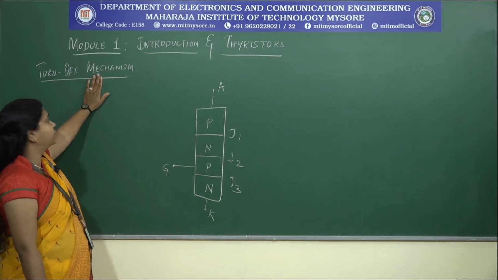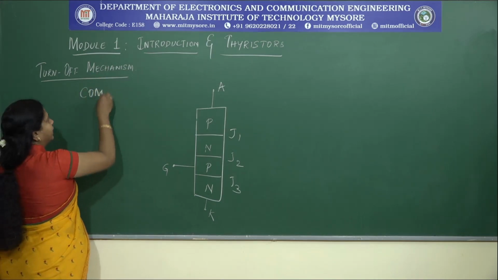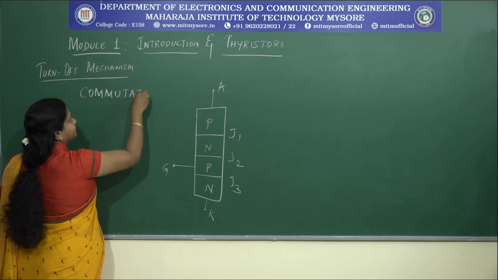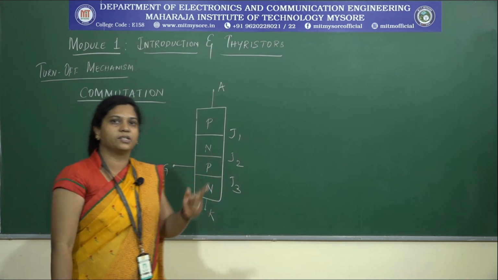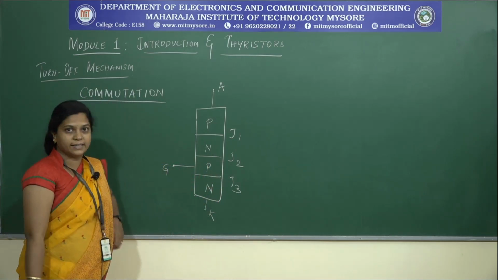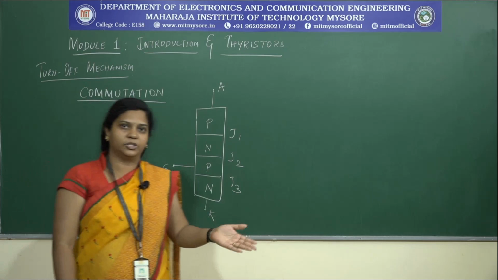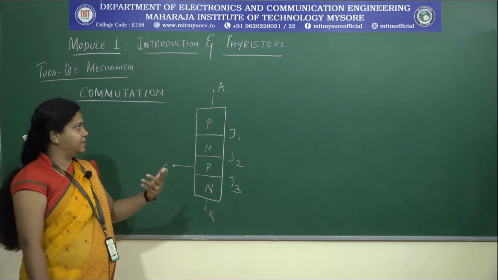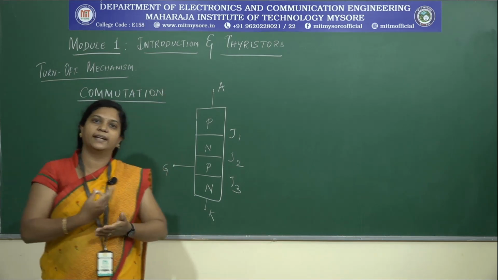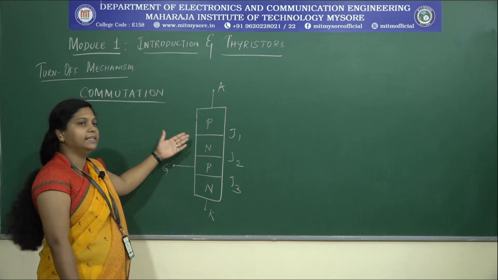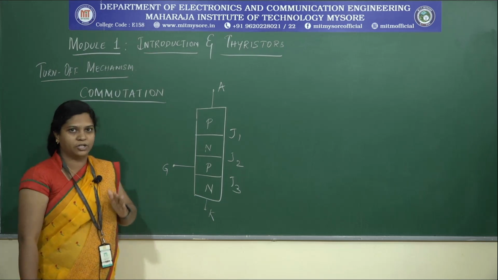The process of turning off a thyristor is also termed commutation. So commutation means the process of turning off a thyristor. In commutation, it depends on what type of anode to cathode voltage you are applying, whether it is an AC voltage or a DC voltage. Depending on that, we are going to classify the commutation process.